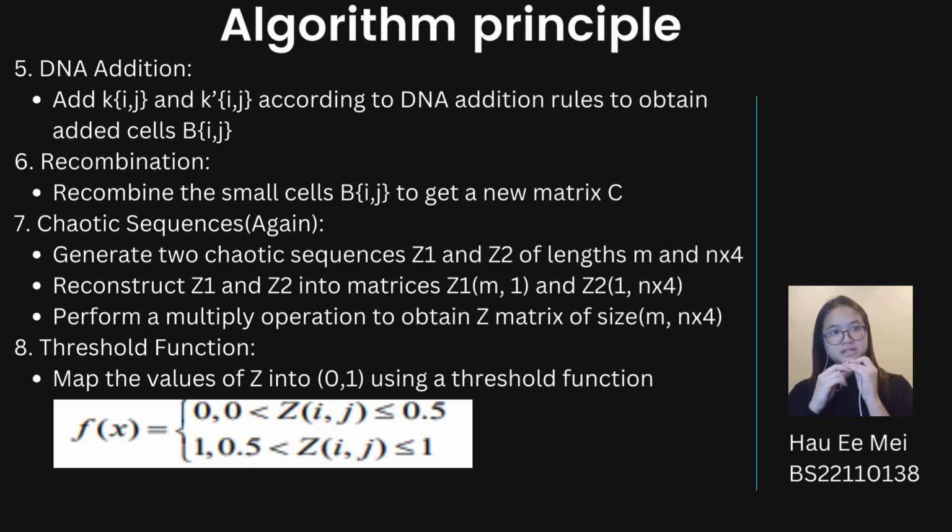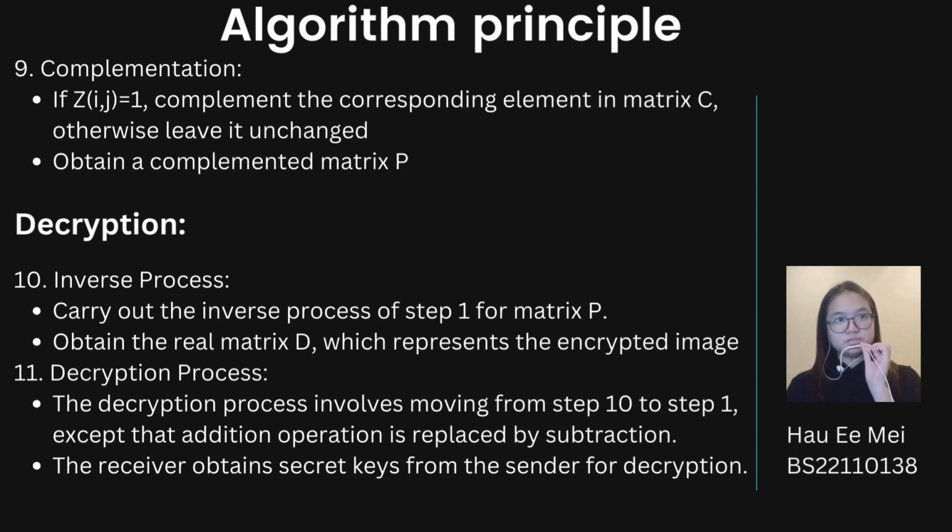The next step is the threshold function, which maps the values of Z into 0 and 1, using the function shown below. Last, we have the complementation step: if Zij is equal to 1, we complement the corresponding element in matrix C. Otherwise, we leave it unchanged. Then we obtain a complemented matrix P. Okay, so this is the whole process for encryption.